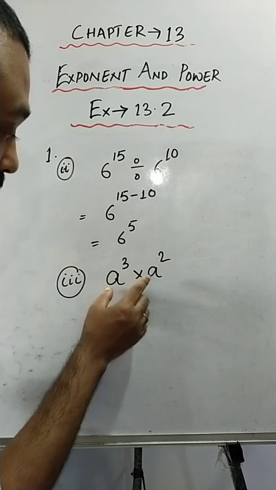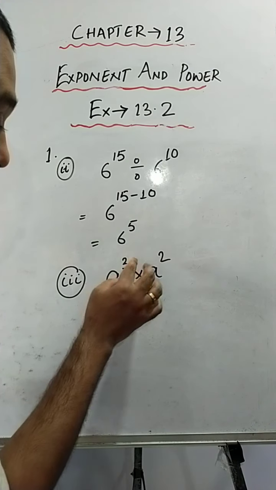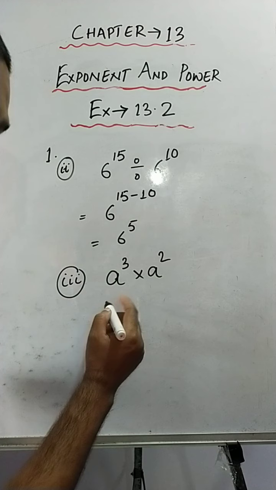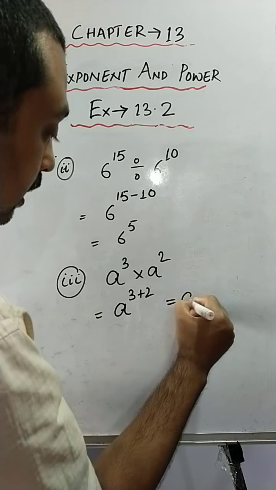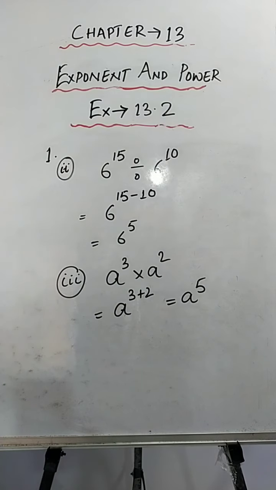Between these two exponential forms, a multiplication sign is there. So what do we have to do with the powers? We have to add the powers. That is 3 plus 2, which means a to the power 5. Okay? Very, very easy, students.